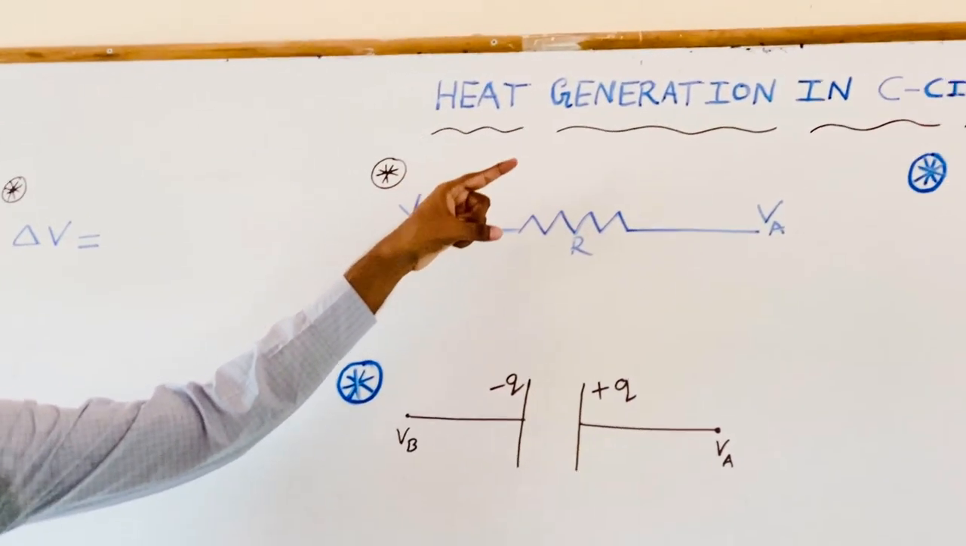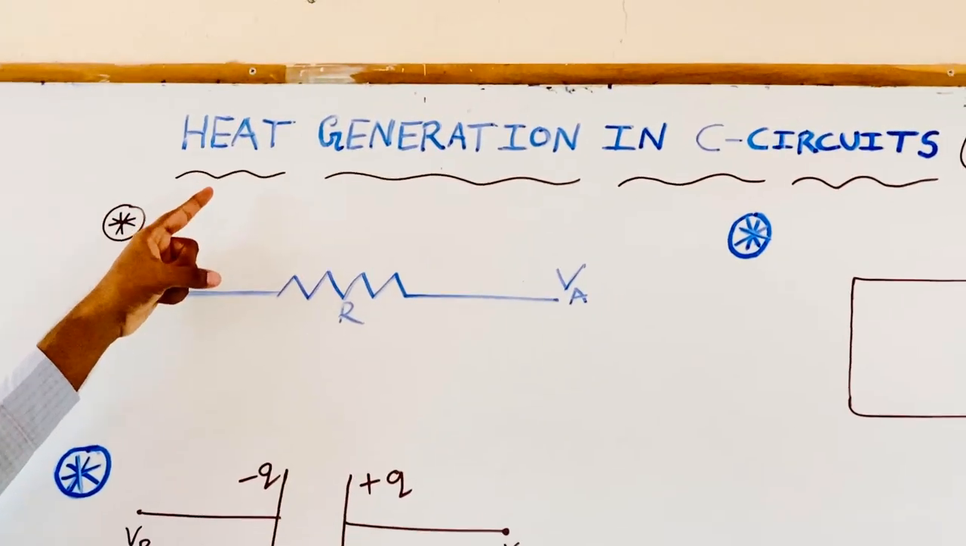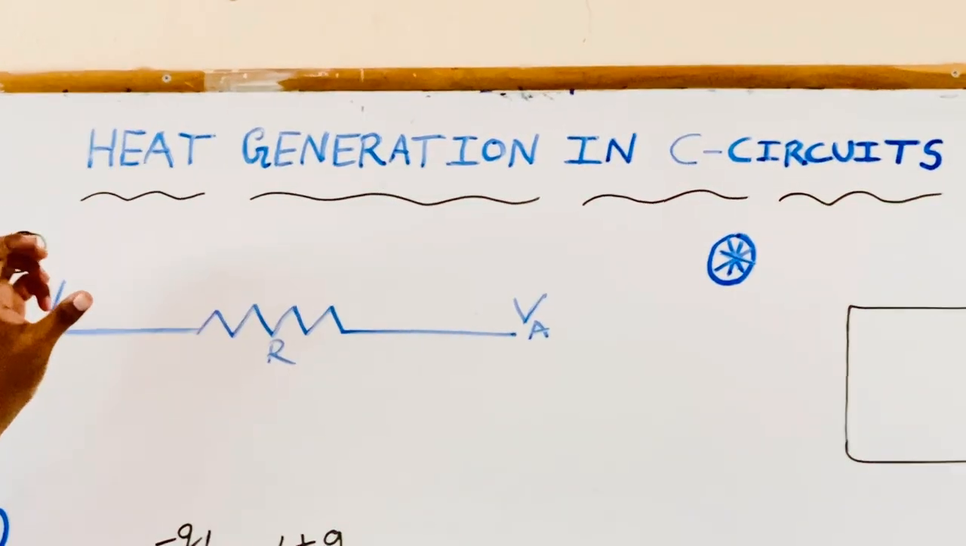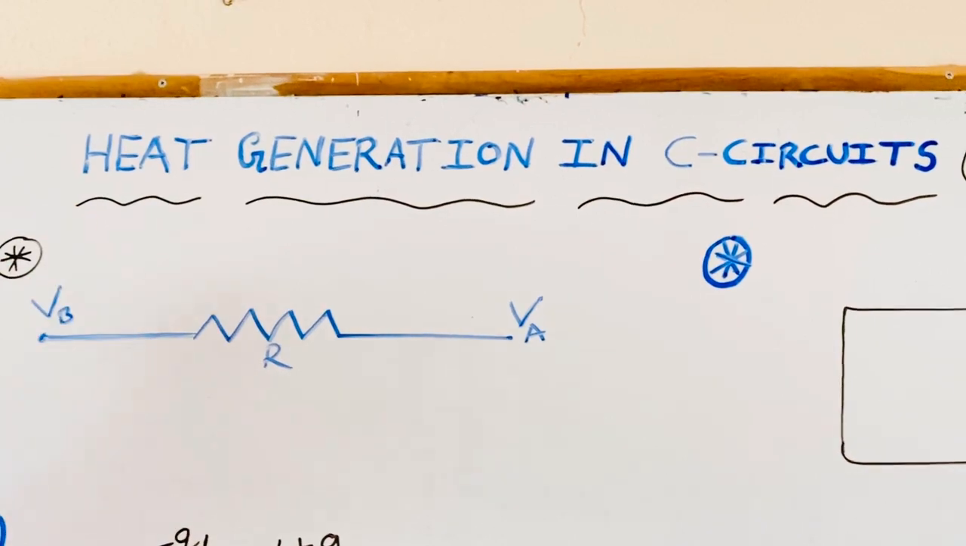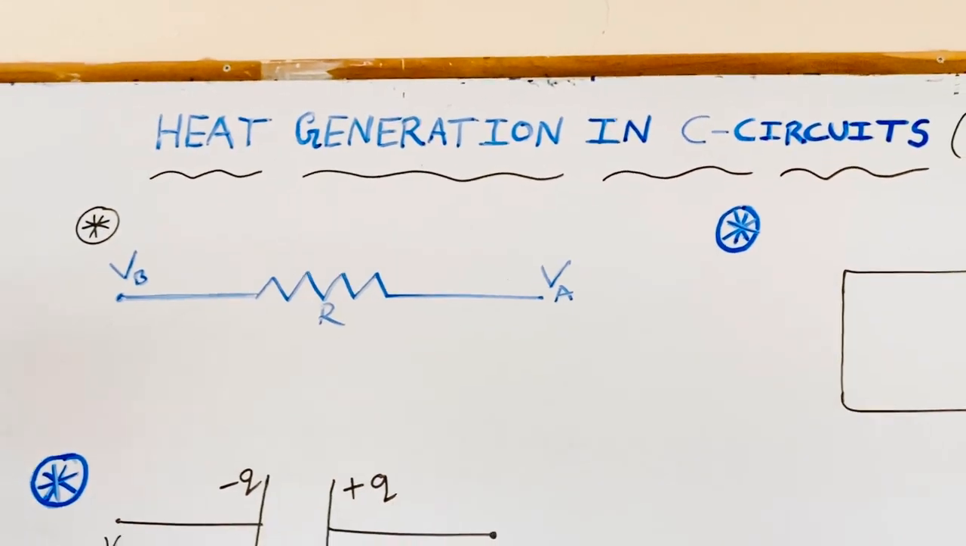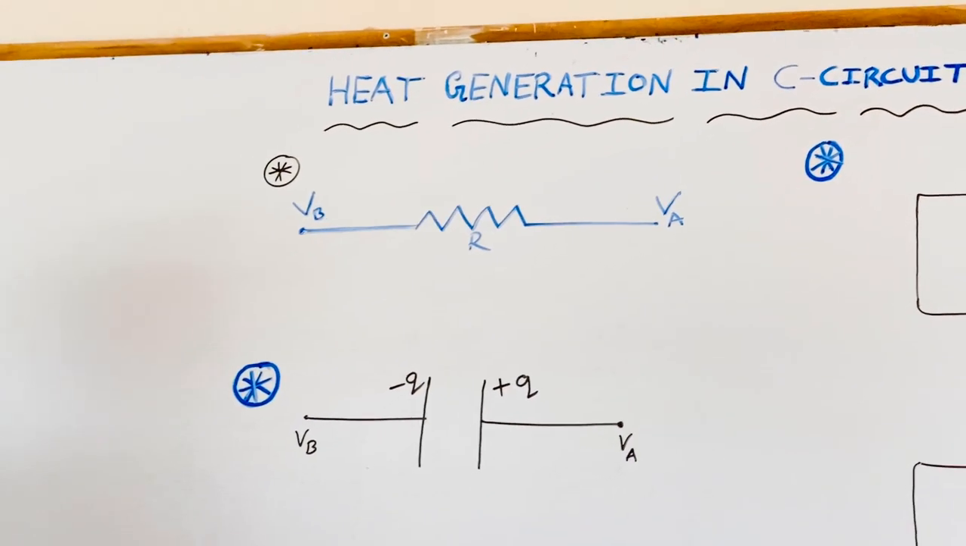In this episode, we are going to deal with one important topic, that is heat generation in C circuit. C circuit means capacitor circuit. Okay, before going to explore this topic, let us recall some basic ideas behind that topic.